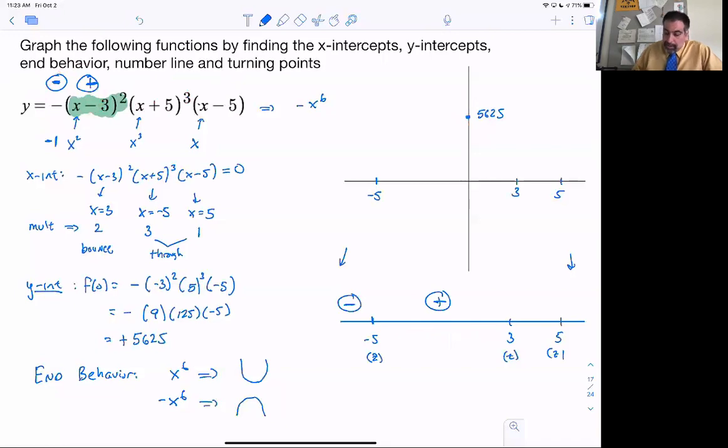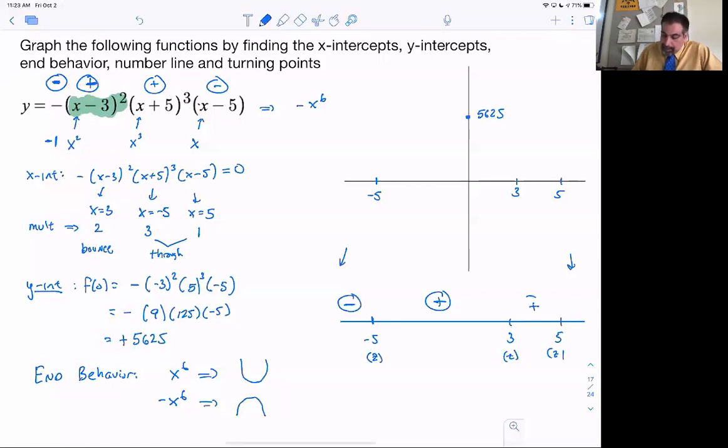Now I'm going to jump to this next region. I'm plugging in a 4. Again, these two factors are always going to stay the same. When we plug in a 4, this one right here is going to be 4 plus 5 cubed. That's going to be positive. When we plug in a 4 in this last one, we're going to get 4 minus 5. That's going to be negative. So two negatives means we're going to end up with a positive value.